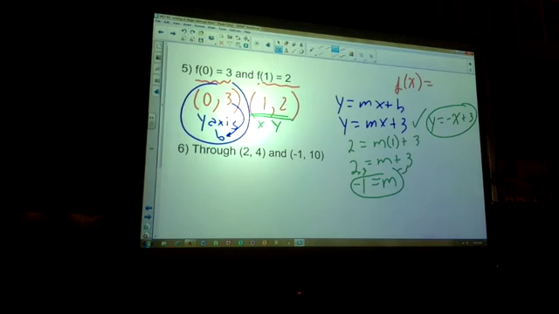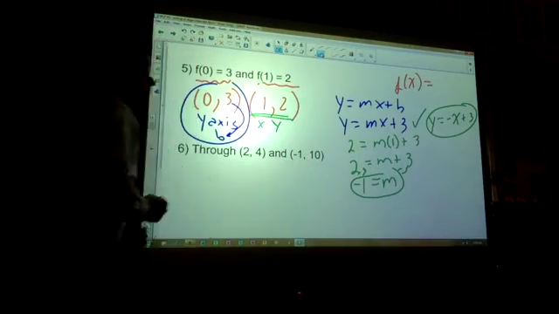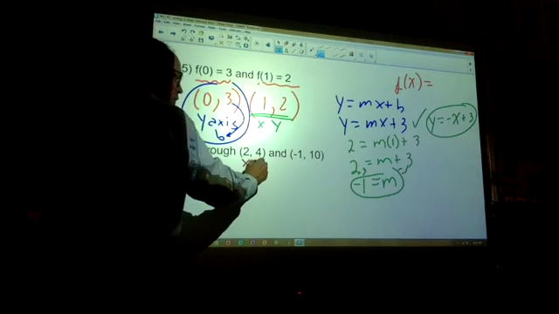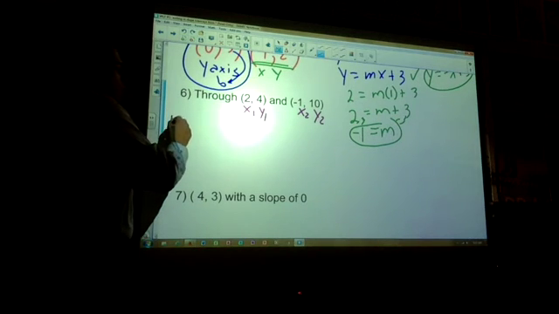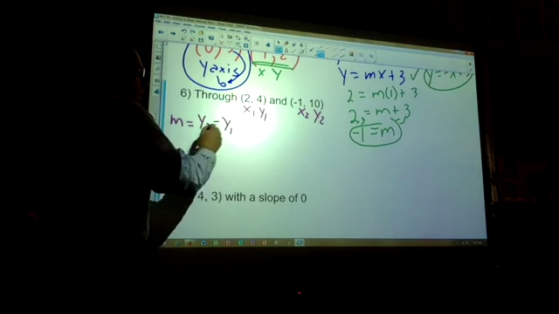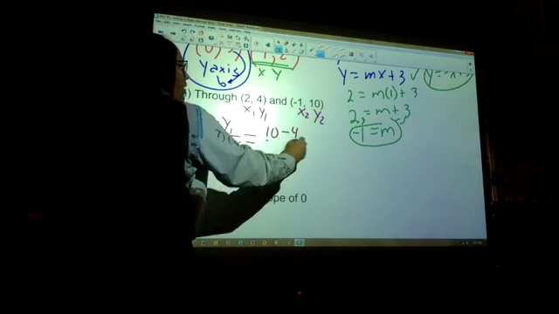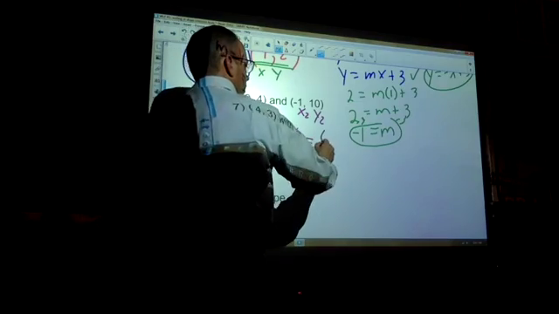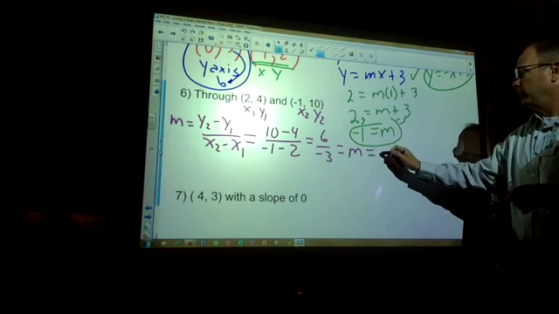Last problem. We're almost done. Oh, is there one more after that? Do I have my x or do I have my y-intercept on either of those? No. So I have x1, y1, x2, y2. So what should I do at that point? Find the slope first. 10 minus 4, negative 1 minus 2. 10 minus 4, help me out. 6 over negative 3, which is negative 2.